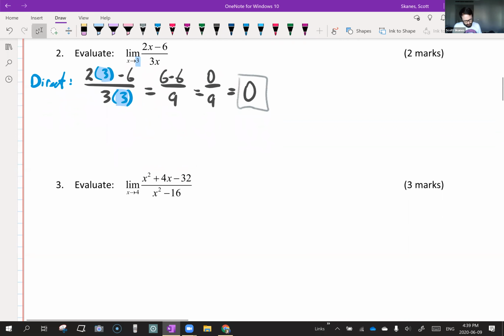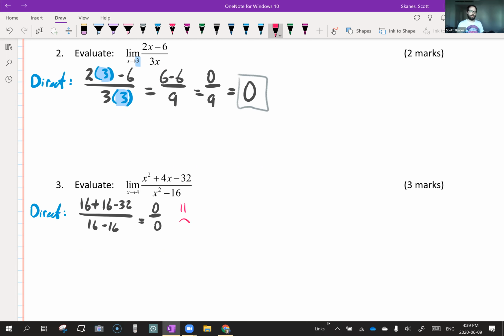Okay, the next one. What would happen if I do it direct? We would put in the 4, yeah? So it would end up being 16 plus 4 times 4, 16 minus 32. It would end up being 16 minus 16. That's 0 over 0. We can't do that. We're not allowed to do that. Limits don't allow us to do 0 divided by 0 because it doesn't make sense. We need to do something else.